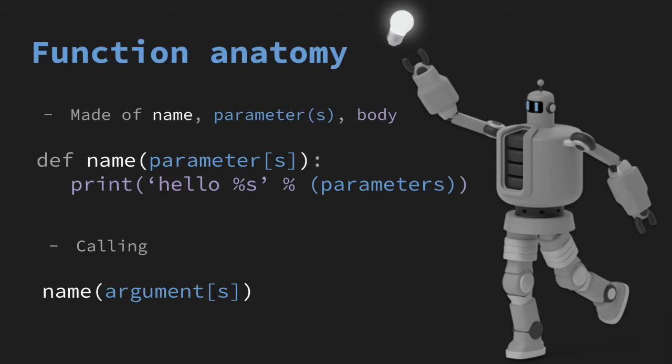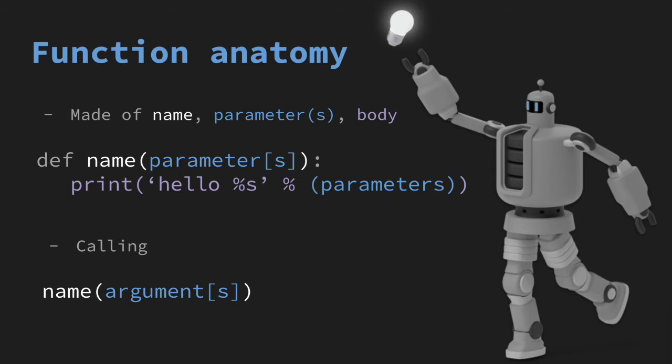Function anatomy. A function, when you define it, is made of a name, a set of parameters, usually more than one, and a body. Let's start with the definition. We have def, name, open parentheses, parameters. Usually you have multiple parameters, and you separate them with commas and spaces. Close parentheses, and then a colon. The next line, which is indented, we have print. This is just a generic hello so-and-so parameter exercise.